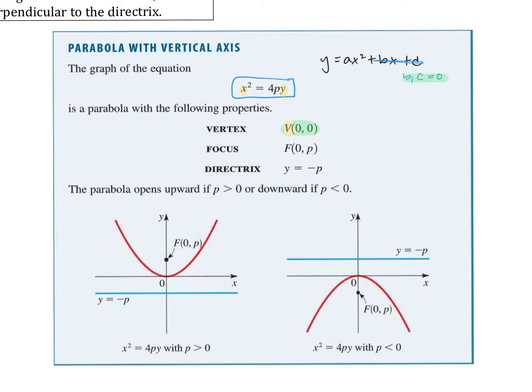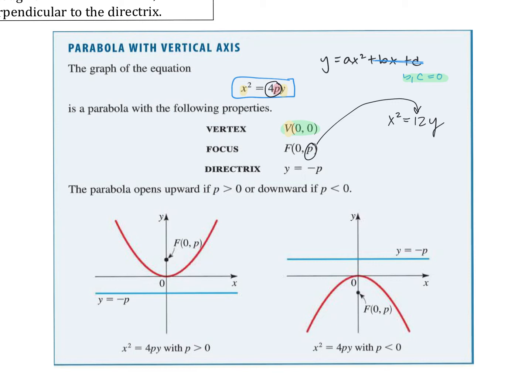What is p? P is the value multiplied to the y variable times 4. So it's not the value right next to the y variable. It's 4 times that value next to the y value. What do I mean? So let's see, for example, if I had x squared equals 12y, p would not be equal to 12. Why not? Well, according to the formula, it needs to be 4 times some number.